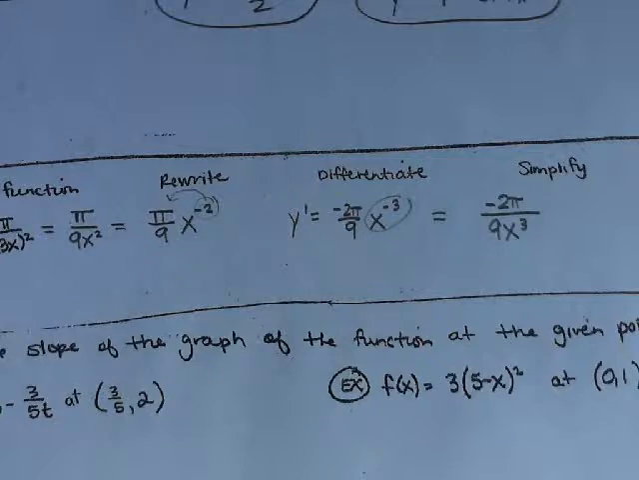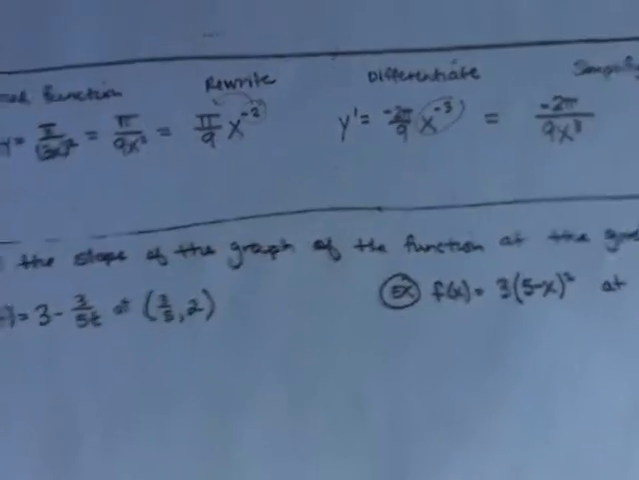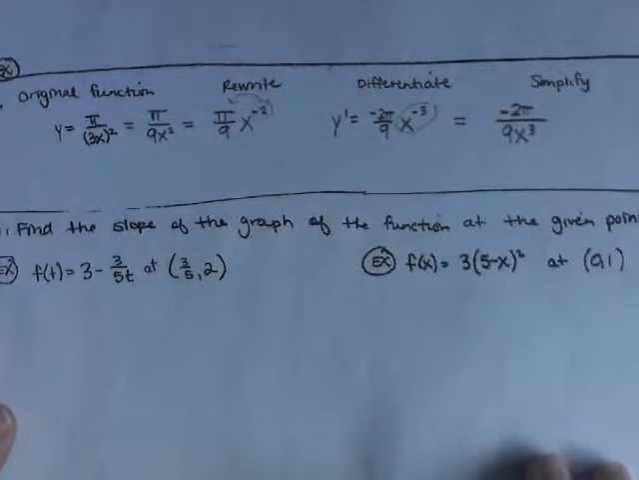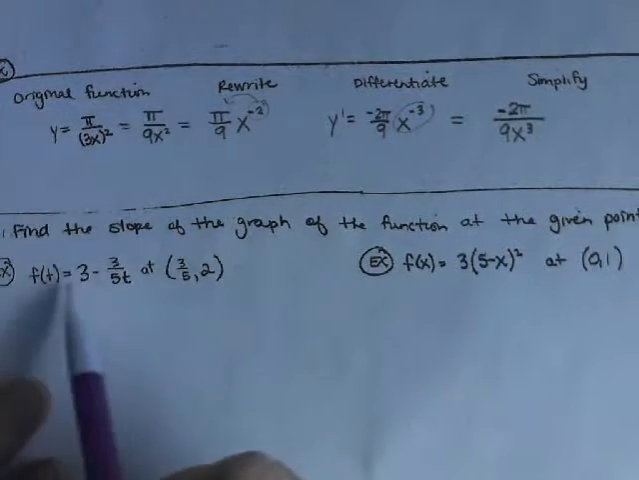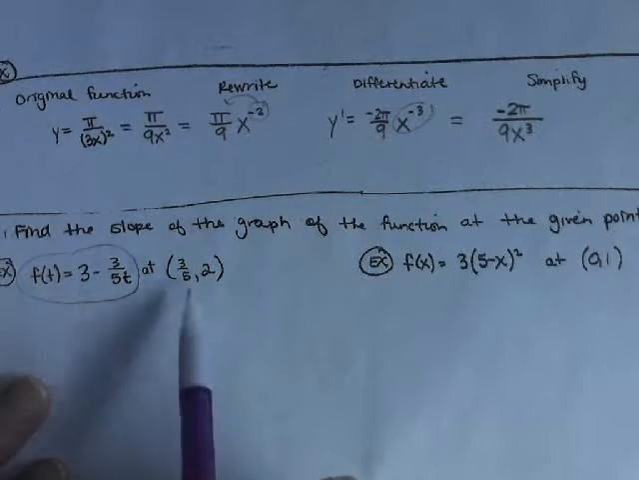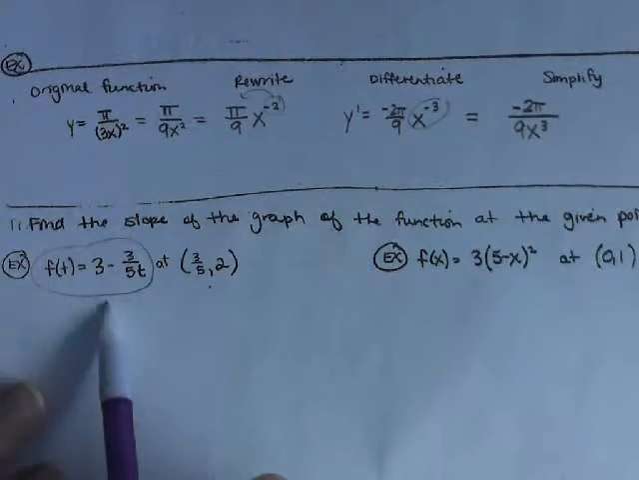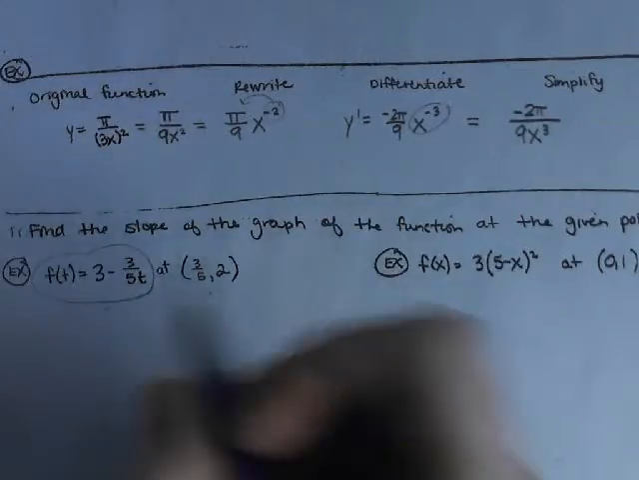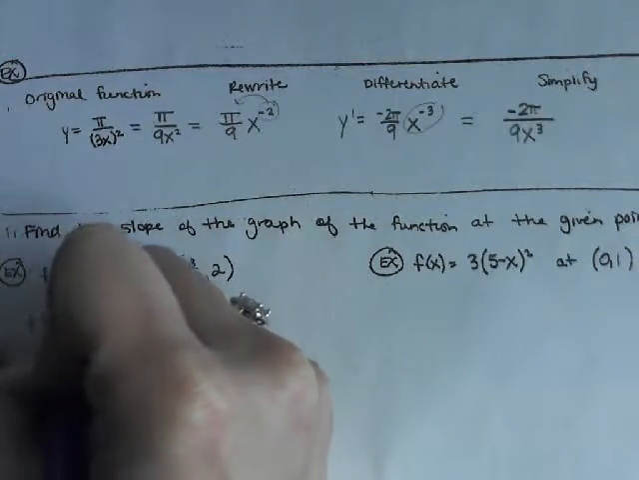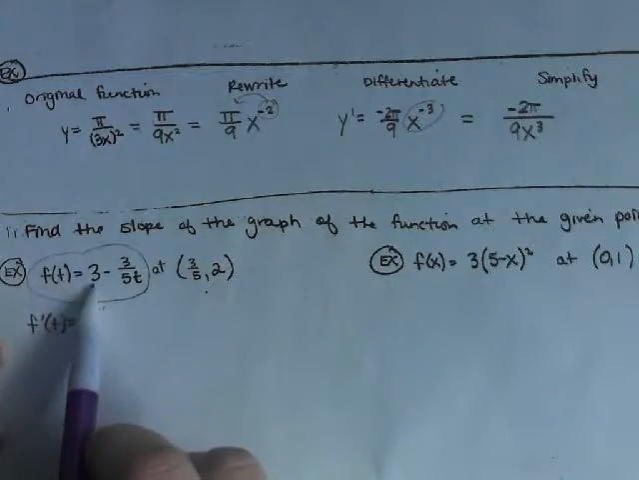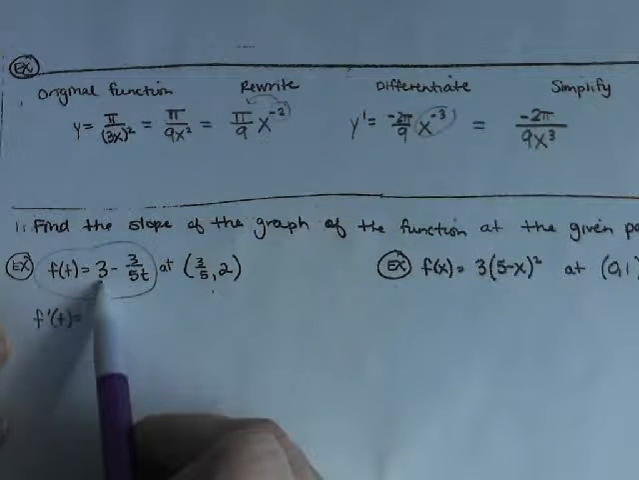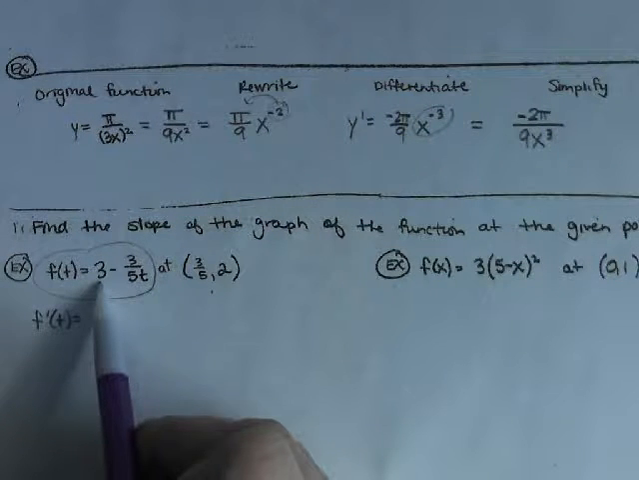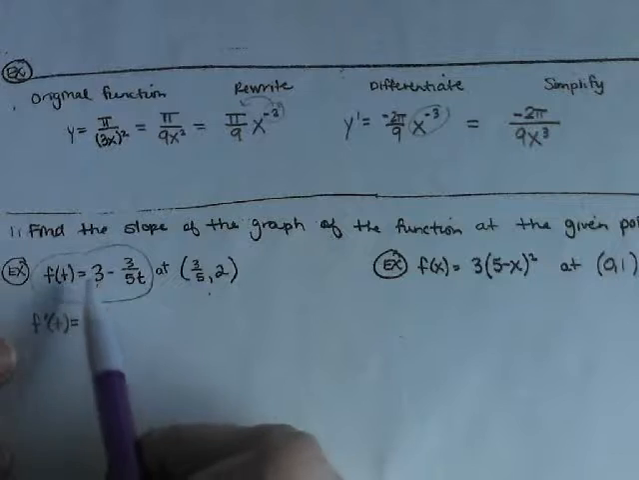Last examples just ask us to do similar things to what we've been doing. It's just now we have the shortcut to help us. So we want to find the slope of this function specifically at this point. So first we're going to find the derivative of this function. So f prime of t equals, Jess, what's the derivative of 3? Just 0. 0, yep, derivative of any constant is 0, so we don't really need to acknowledge that.